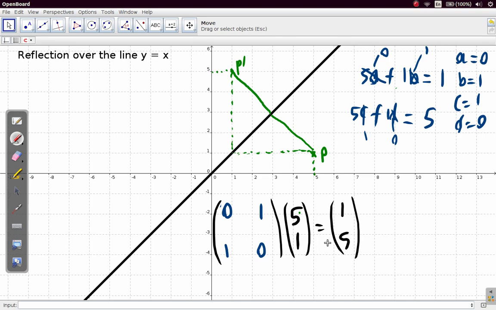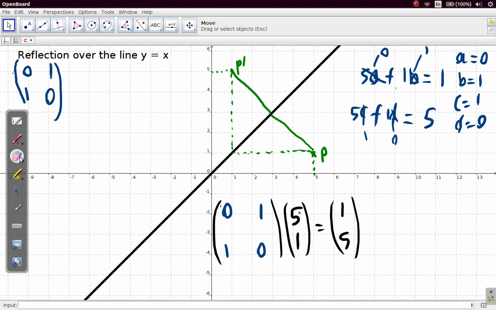What we want to do is reflect a different point and see if it works out. First of all, we see that the reflection matrix over the line y equals x is 0, 1, 1, 0. Would it work on all points?